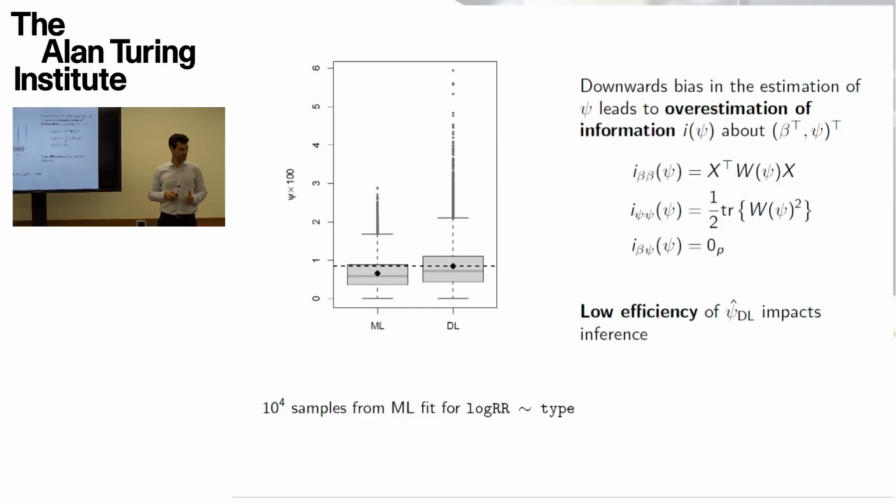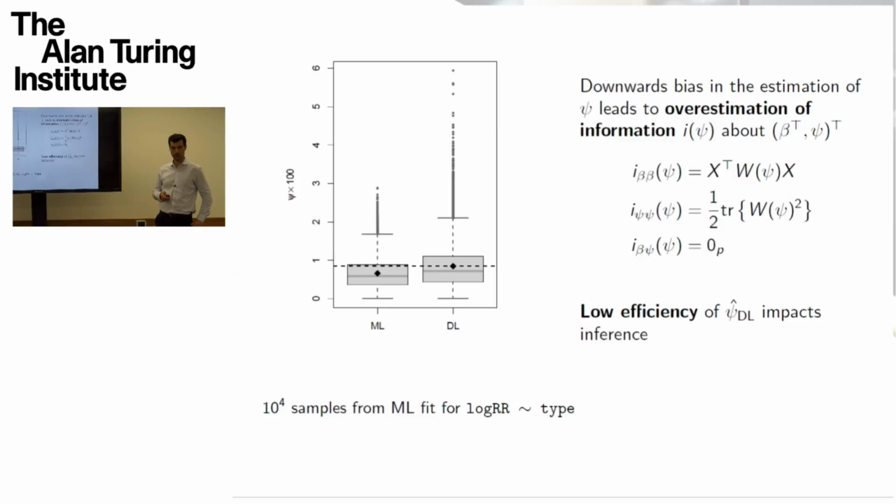And now downwards bias in this framework is very dangerous. The reason is that if you underestimate psi, the heterogeneity parameter, essentially you are overestimating the information you have about your parameters, because the information is inversely proportional to psi. And if you overestimate the information, you will be underestimating the standard errors for the parameters, which has the potential to result in very strong conclusions about your outcome. And of course, the low efficiency of the DerSimonian and Laird psi hat impacts inference as well.